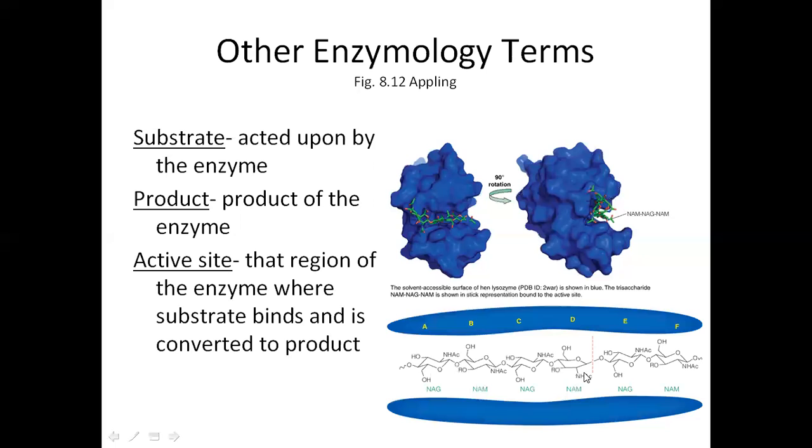Finally, a term which is important that I have implied but not stated is that of active site. Active site is often a groove or pocket of the enzyme where the substrate binds and is converted to product. Figure 8.12 of your book nicely shows this. The groove in the dark blue enzyme where the substrate molecule, which is mostly green with some red and blue, binds. And they're also showing it rotated 90 degrees.